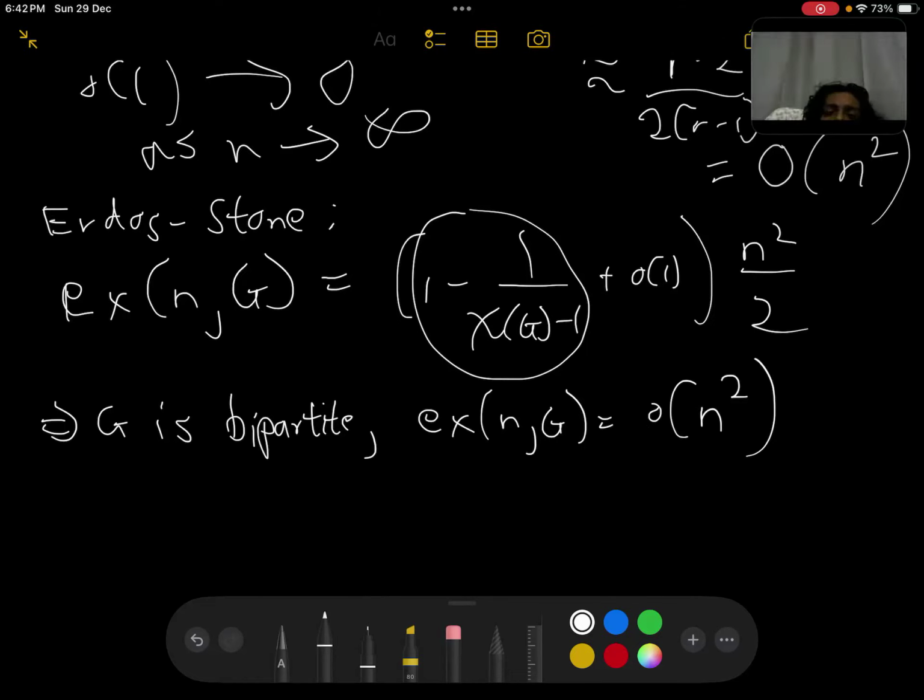If G is bipartite. So small o of n square is very vague to say. Like here you can say it's big O of n square, but you know the constant at least. What does small o of n square mean? It could be constant, it could be log n, it could be linear. What's the exact rate of growth of ex(n, G) when G is bipartite? That is unknown, and that's a very hard problem to solve. It's still unsolved to some extent, but we have very good upper bounds. We have very bad lower bounds. We are getting there.